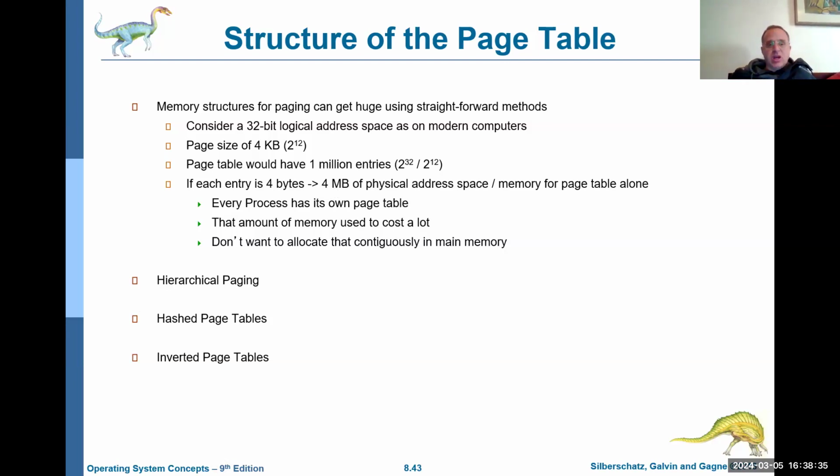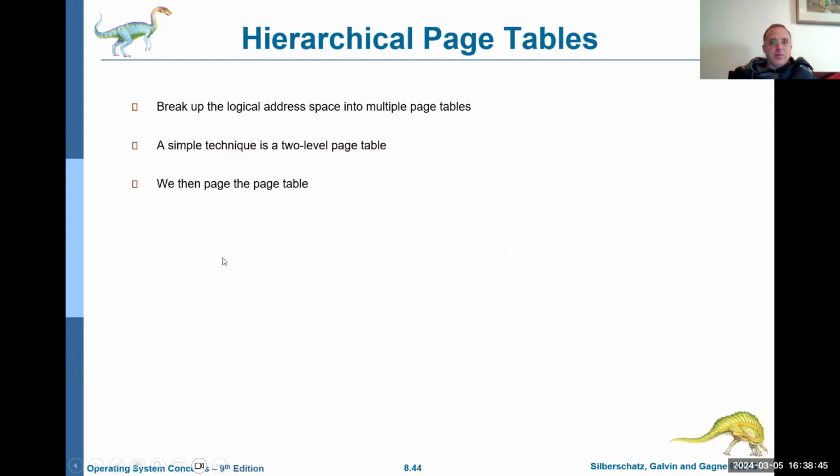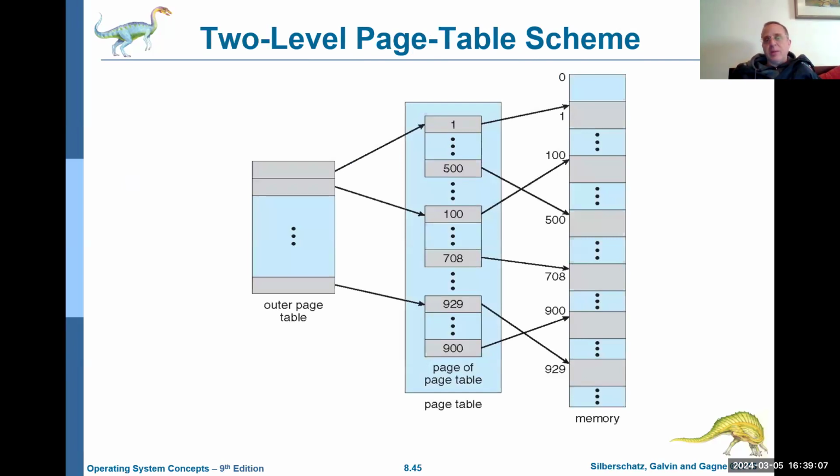So we come up with something. We have 3 solutions: hierarchical page tables, hash page tables, and inverted page tables. And we'll talk about them one by one. So the hierarchical idea is that you break up the logical address space into multiple page tables. You don't have one page table, you have multiple page tables. A simple technique is a 2-level page table. We then page the page table. So here's an example.